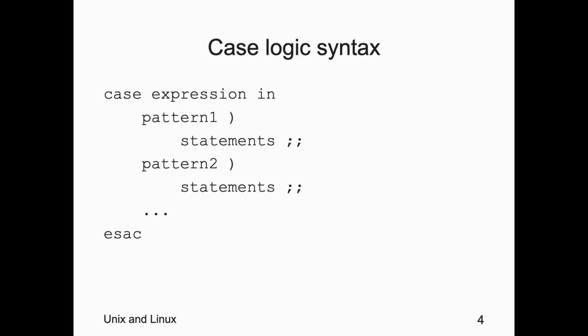In general, the case expression in right here opens the case statement. Expression here is the variable that's being evaluated. Then we have pattern 1, which is the first pattern to match against the expression. We also have statements with the 2 semicolons, which means that the code will be executed if pattern 1 matches, and otherwise we have these 2 semicolons to end the case branch. Then we have pattern 2, which is similar, and we can continue on with additional patterns if we'd like. And then finally we have case spelled backwards, which closes the case statement.